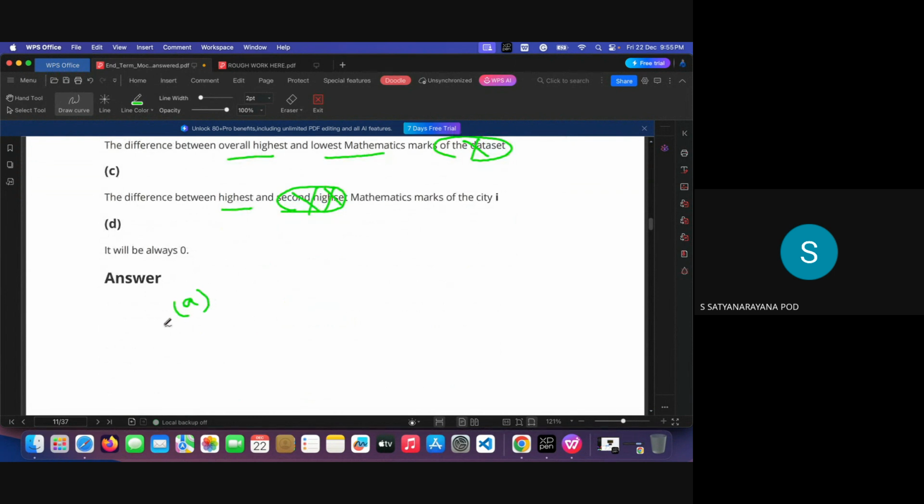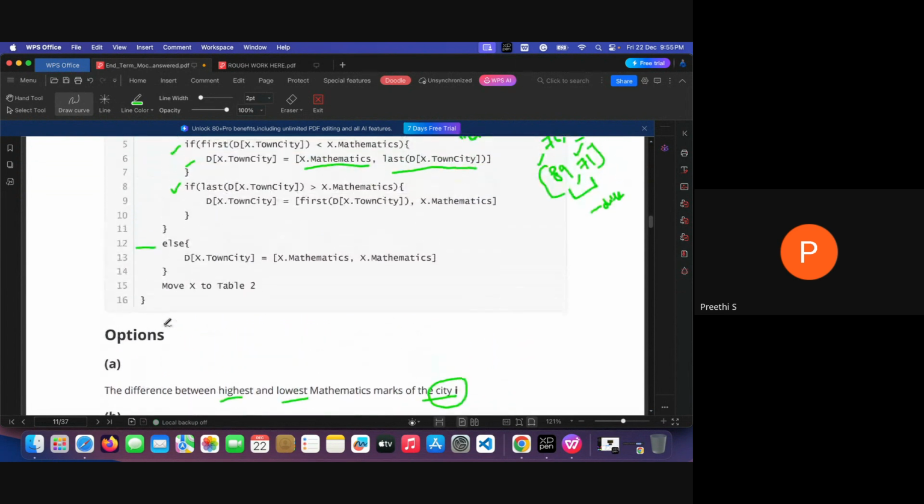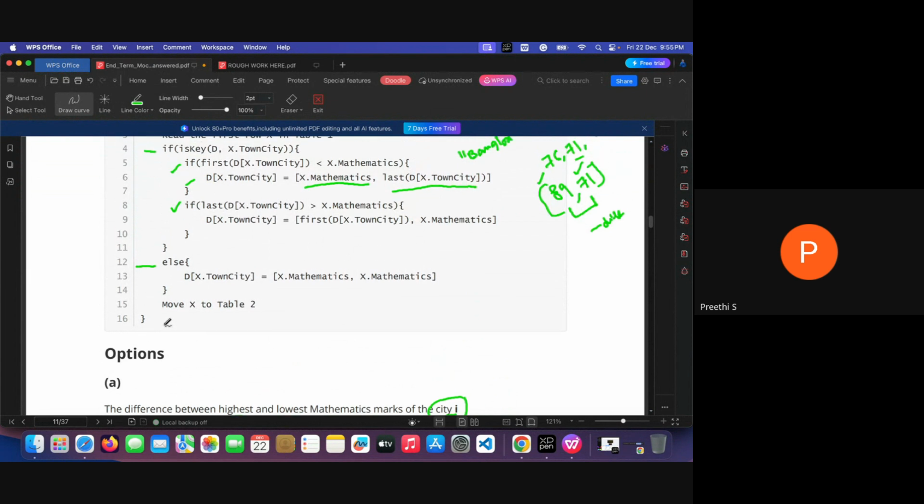Perfect. So one doubt I had was, in the else condition they have written d[x.town_city] equal to x.mathematics, x.mathematics. So it is the same marks. Yeah. Whenever a fresh student with a new city is found, something like Vellore, which is not yet in the dictionary, then Vellore is added. Clear? And the list is maintained with the same marks of 73 and 73, which is the maximum and minimum, because the first student's mathematics marks is the maximum, and the same marks is the minimum.